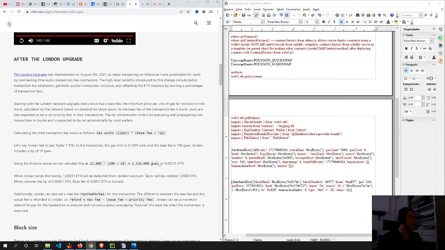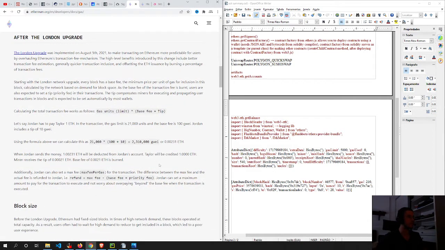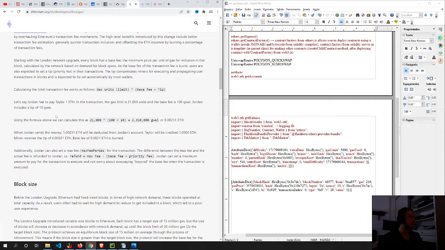The London upgrade was implemented to make transactions on Ethereum more predictable for users by overhauling Ethereum's transaction fee mechanism. The high-level benefits introduced by this change include better transaction fee estimation, generally quicker transaction inclusion, and offsetting the issuance by burning a percentage of transaction fees. Starting with the London network upgrade, every block has a base fee. The minimum price per unit of gas for inclusion in this block, calculated by the network based on demand for block space.